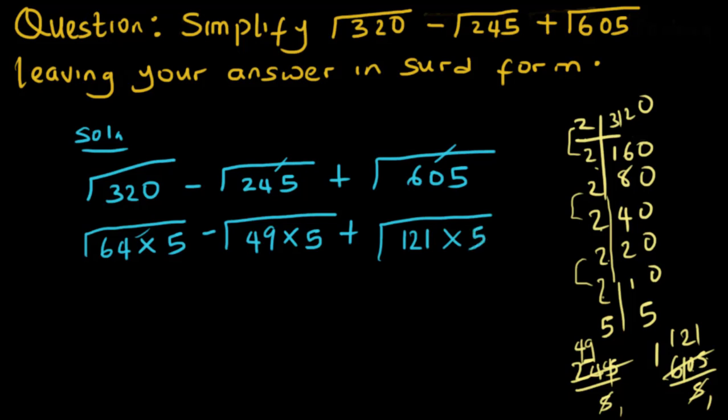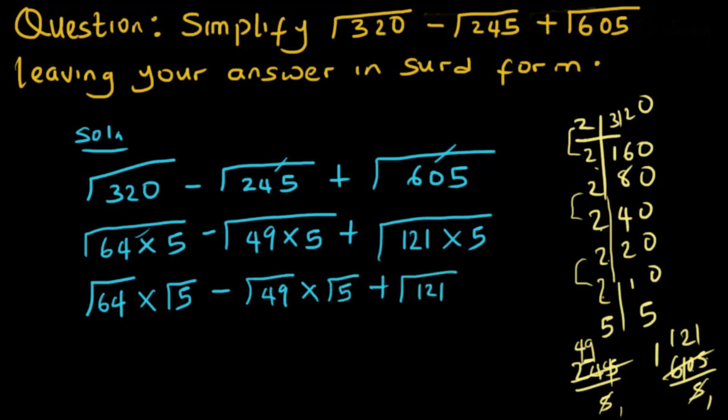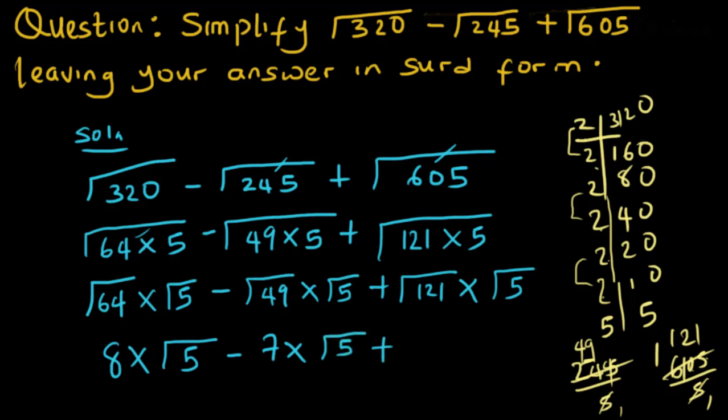Does this make sense? So we have square root of 64 times square root of 5 minus square root of 49 times square root of 5 plus square root of 121 times square root of 5. I hope you get this. Square root of 64 is 8 because 8 times 8 is 64. So we have 8 times square root of 5 minus square root of 49 is 7 because 7 times 7 is 49. So we have 7 times square root of 5 plus square root of 121 is 11 because 11 times 11 is 121. So we have 11 times square root of 5.